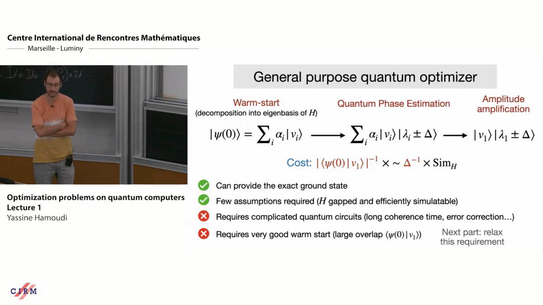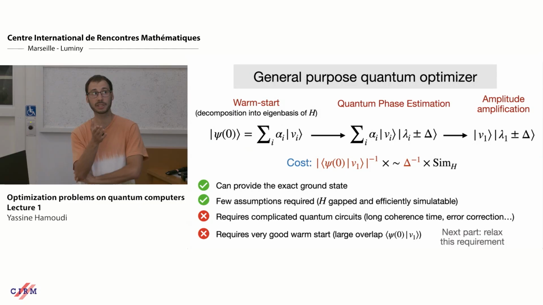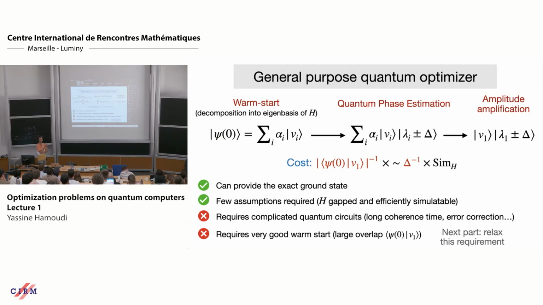Okay, so a few comments about this quantum optimization algorithm. On the positive side, it provides the exact ground state, so it's not an approximation. And the algorithm requires relatively few assumptions about H. Essentially, we needed to have a large spectral gap, and we want H to be simulatable in an efficient way.